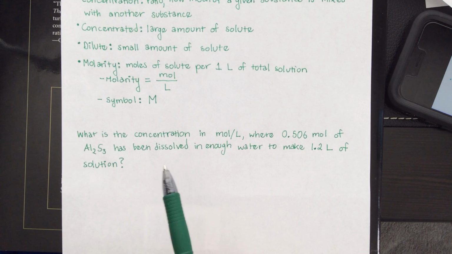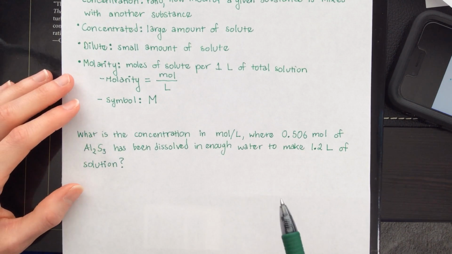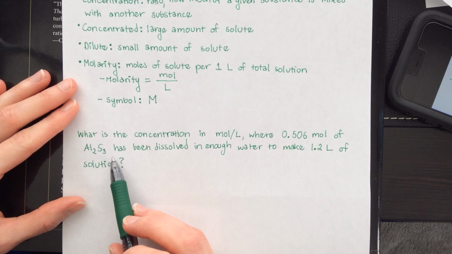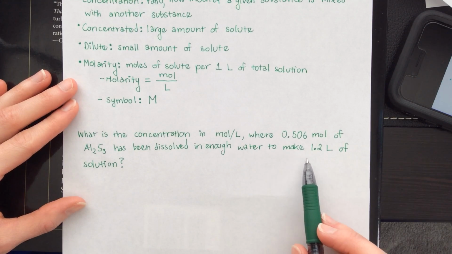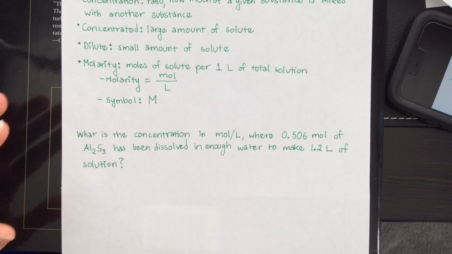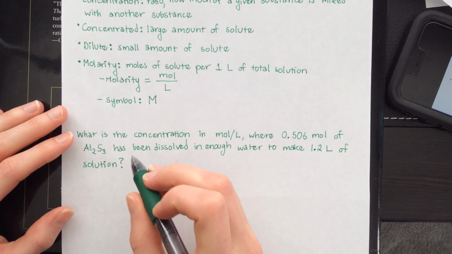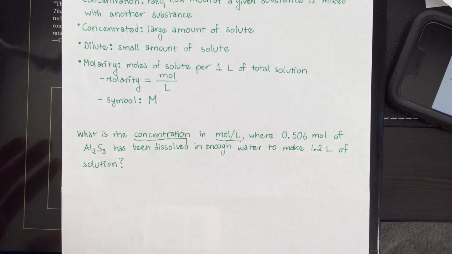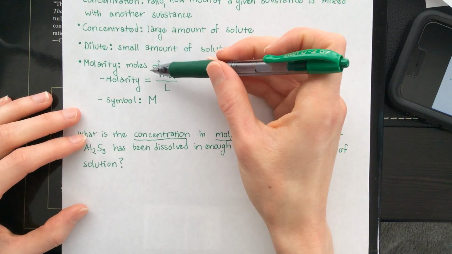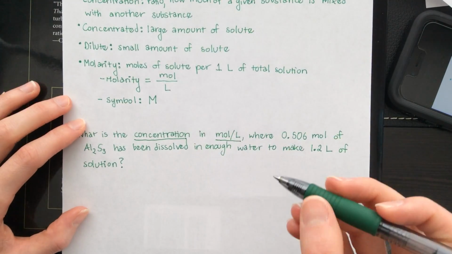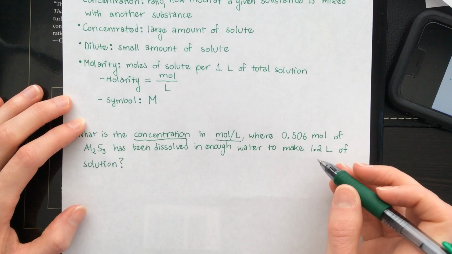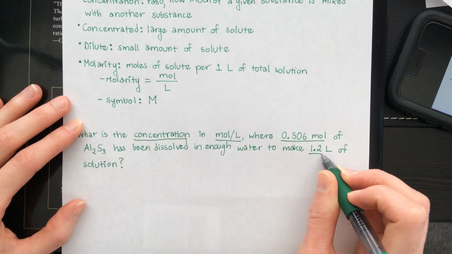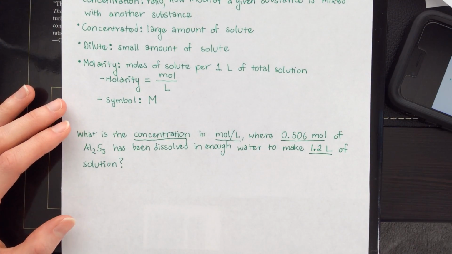This problem says, what is the concentration in moles per liter where 0.506 moles of Al2S3 has been dissolved in enough water to make 1.2 liters of solution? So first of all, notice in this problem it's asking me for concentration and it's asking me for moles per liter. So basically it's asking me for molarity. It's asking me to find this thing. Now it's really easy to find molarity because in these problems they're going to give you moles and they're going to give you liters.